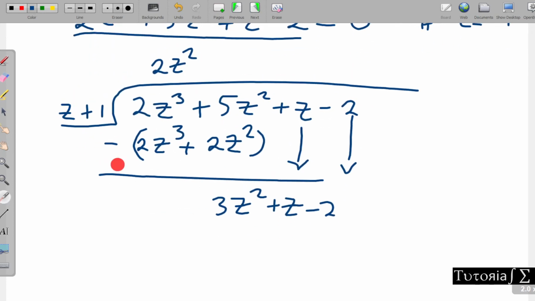Then from here you do the same thing. You say z into that, what are you going to have? 3z plus 3. Then you say 3z times this.